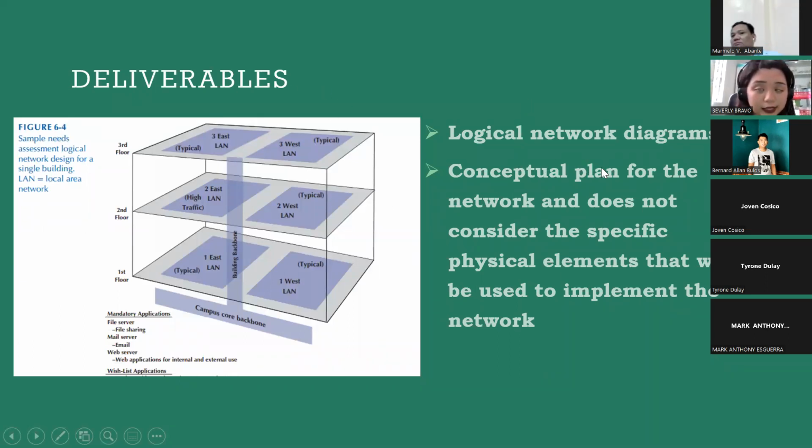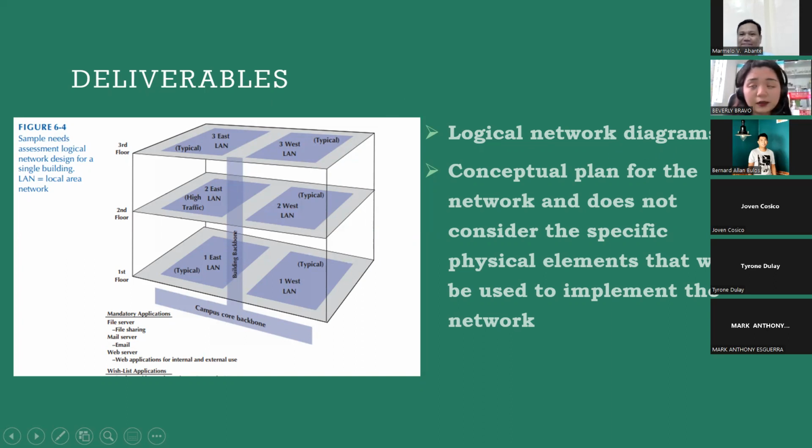First off, we have to have logical network diagrams. On the left side of the screen, you can see an example of a sample needs component. This diagram is one of the outputs or deliverables of the needs analysis.